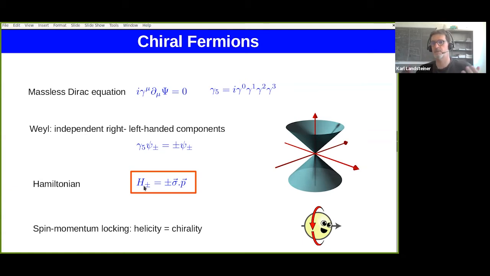Of course, in reality you have positive and negative energy states, and the spectrum forms what is called a Weyl cone, which I've shown here in this picture. So you have this spin-momentum locking for chiral fermions, and you can see in the picture a chiral fermion which rotates in one direction. If it goes, say, to the right, actually, I think I got it right, it also rotates in the right-handed sense.